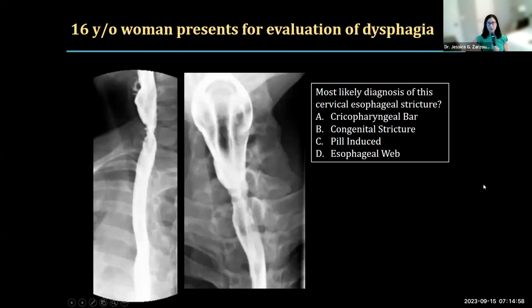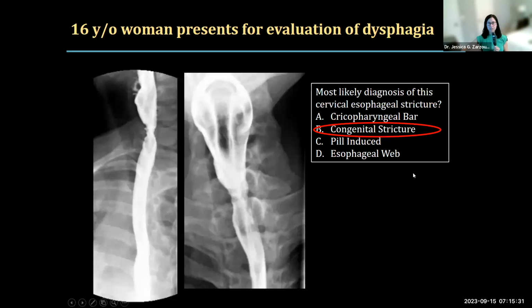Okay, so this is a younger woman, 16 years old, who presents for evaluation of dysphagia. So again, here we have this narrowed segment in the cervical esophagus on this oblique image, and then here we see it again on the AP image, some narrowing here in the cervical esophagus. The most likely diagnosis here is going to be a congenital stricture. We already looked at a cricopharyngeal bar, so we know it's not that. A pill-induced stricture is going to be more likely occurring at the level of the aortic arch, so a little bit further down in the esophagus.